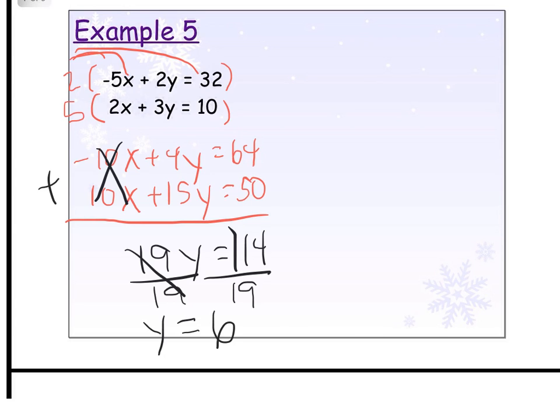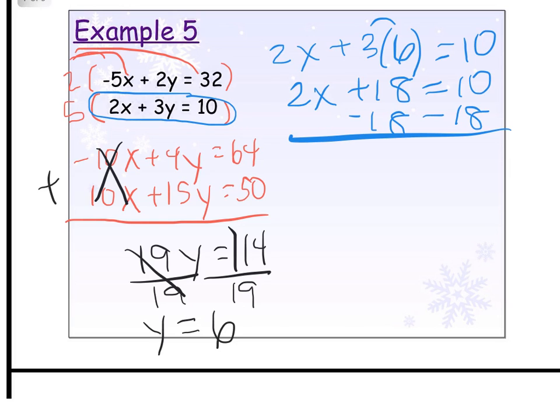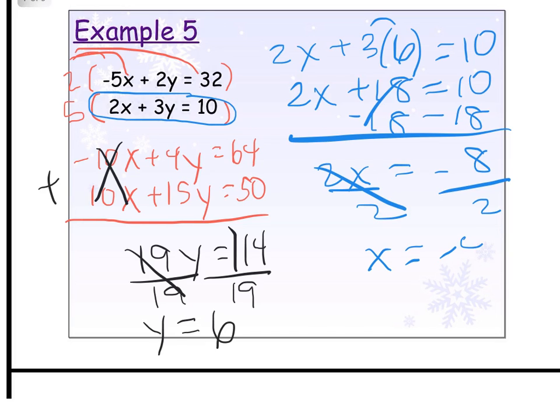Now again, now that I know y is 6, I can plug it into any of my equations that I have. I'm just going to go with the bottom one for now. So 2x, this time I got to make sure I plug it in for y, plus 3 times y is 6 is equal to 10. Got to multiply that out, so 2x plus 18 is equal to 10. Subtract 18 from both sides. 2x is equal to negative 8. And then I would divide out my 2. So x is equal to negative 4. Final answer is going to be negative 4, 6.